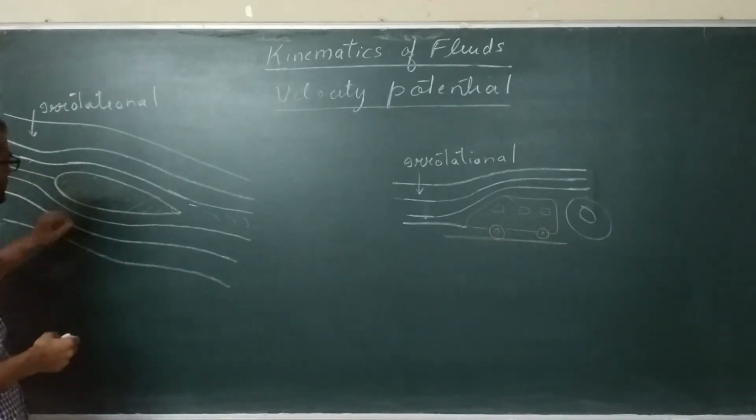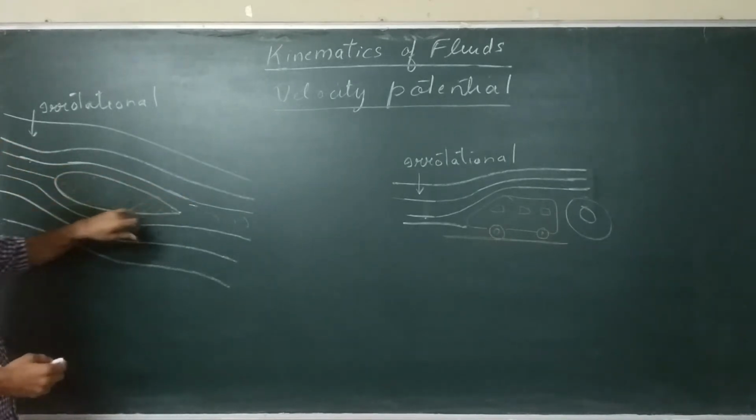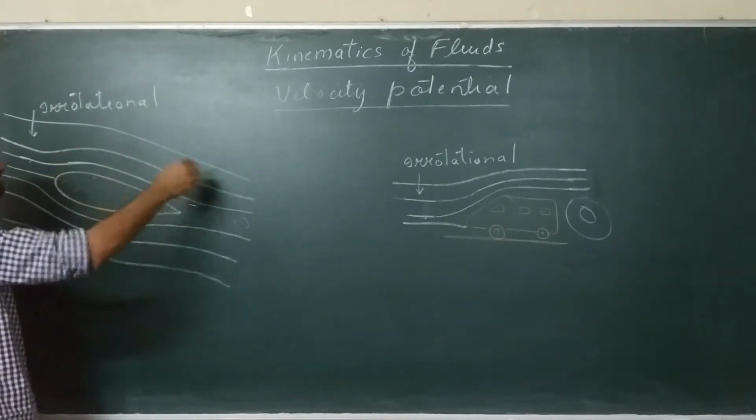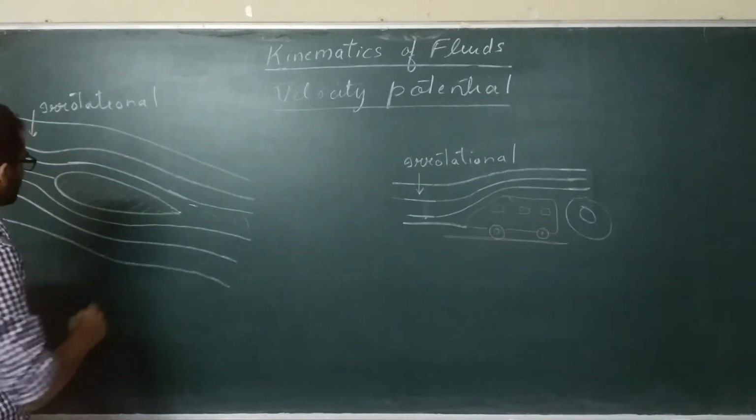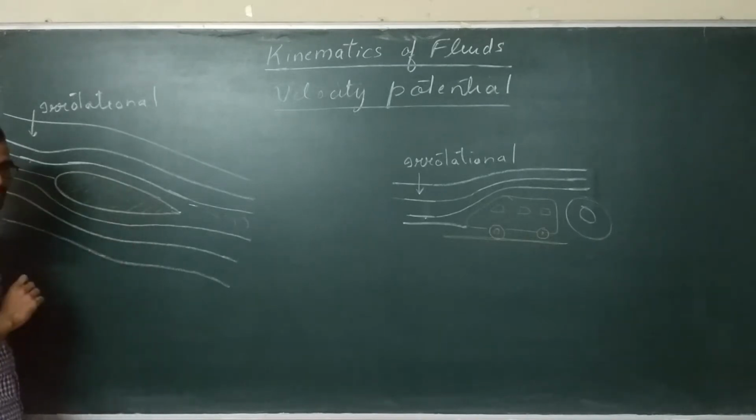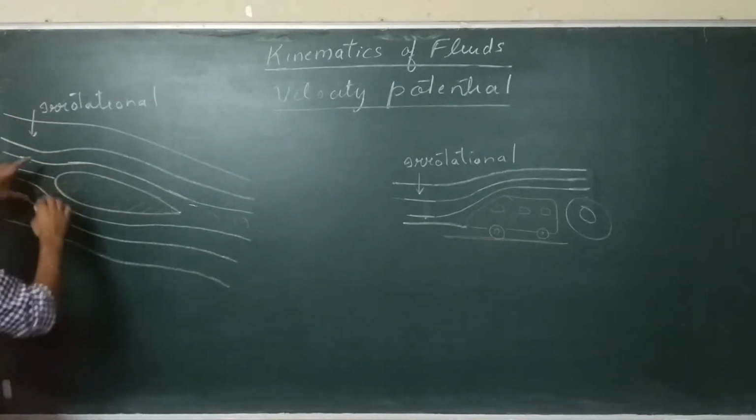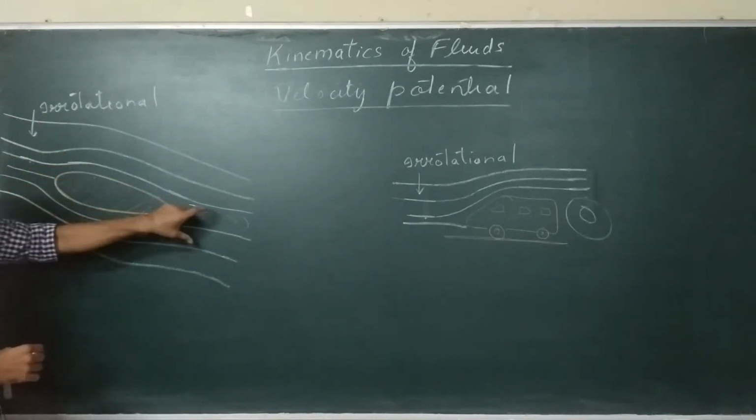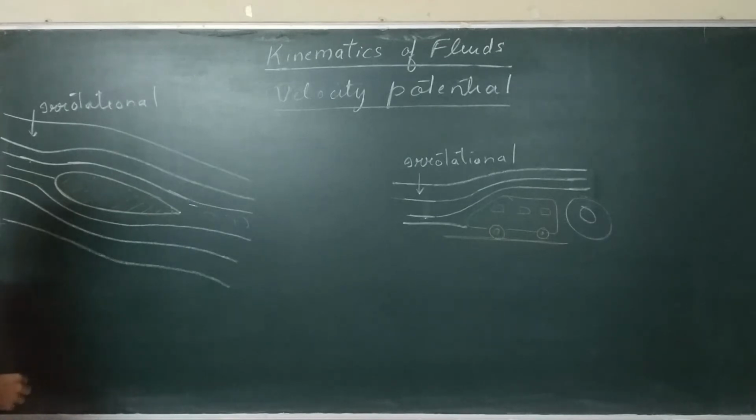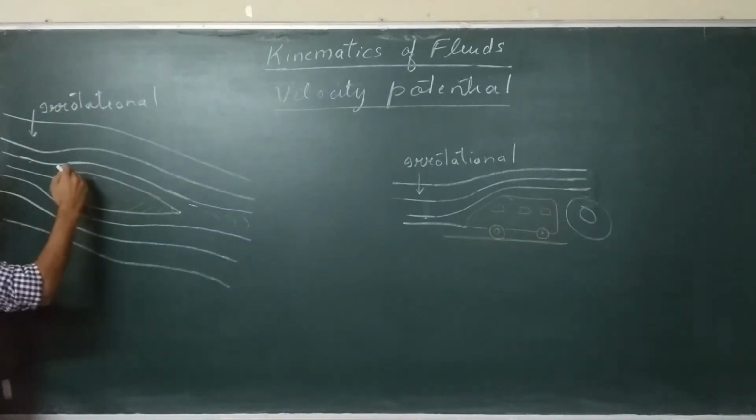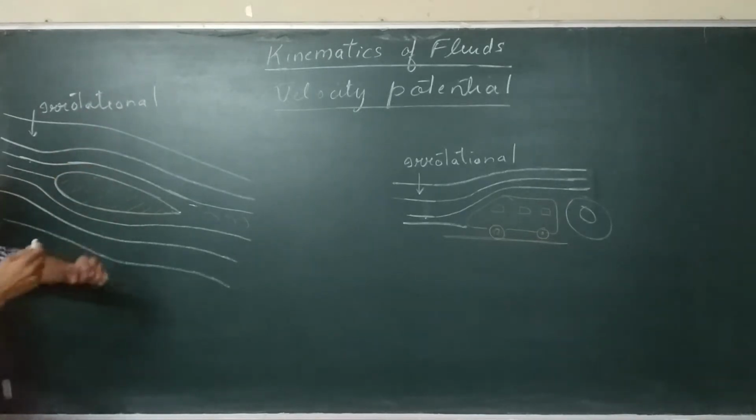Now flow is taking place around this airfoil, and suppose you draw the streamlines around this airfoil. You will get something like this. So these are the streamlines drawn around the airfoil. Now see, what happens away from the airfoil and what happens near the airfoil are two completely different things.